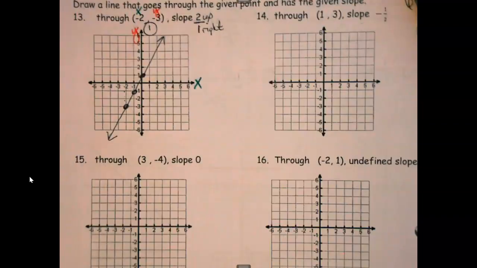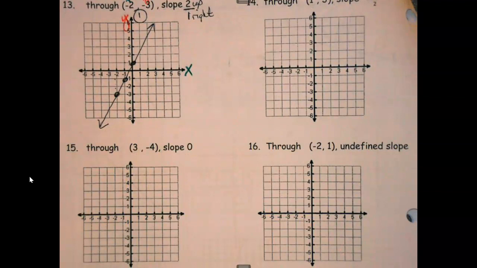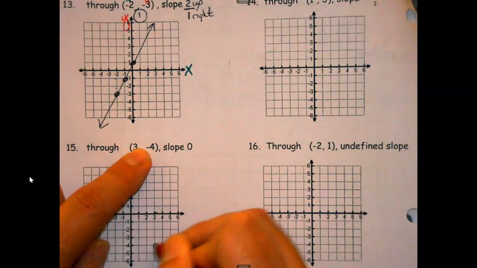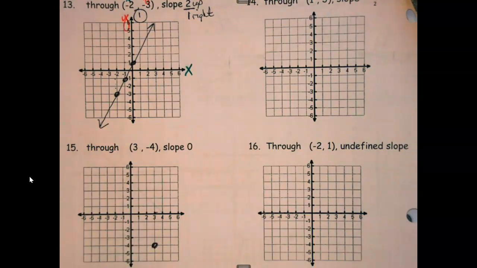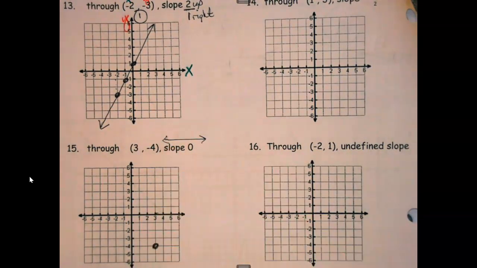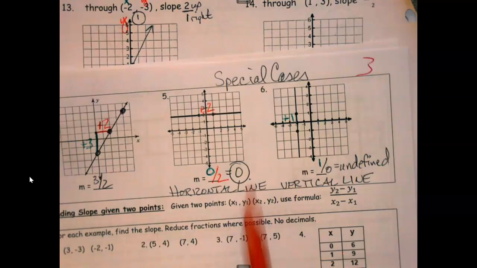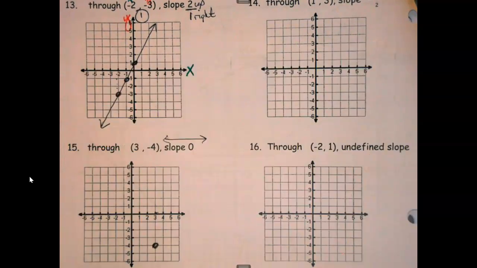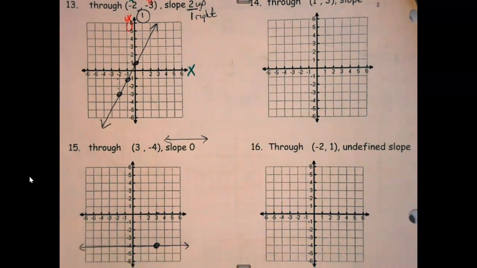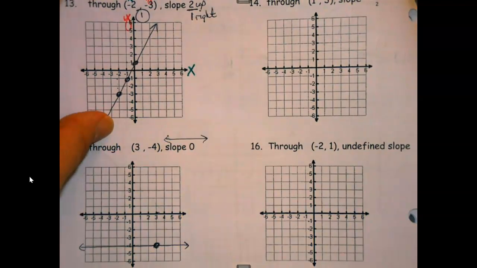Okay, I want to do one of 15 and 16 because I just want to remember. Right 3, down 4, slope of 0. This is why we keep the notes handy. Horizontal line. Keep the notes out. You're going to get help on another one in that section too. I'm just saying. I'm just saying.